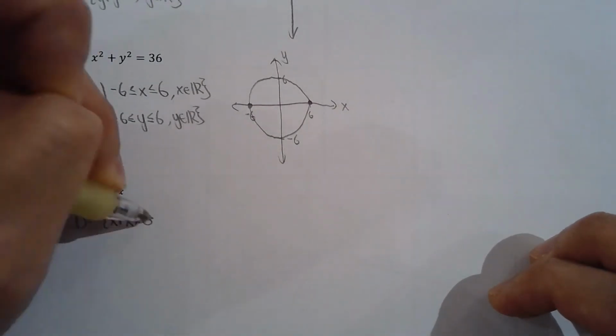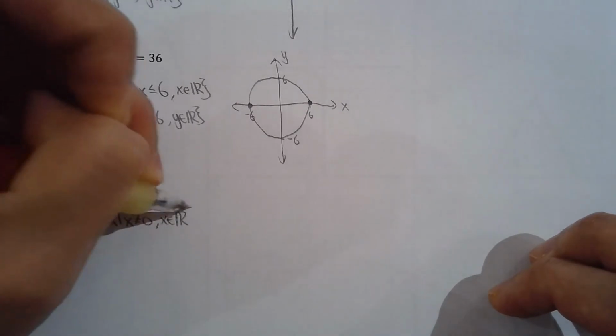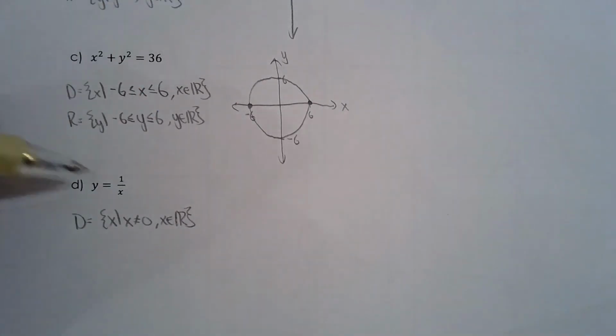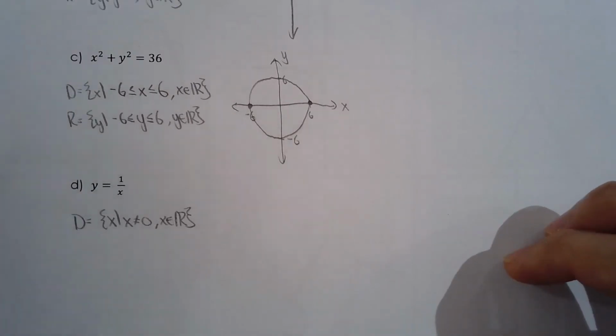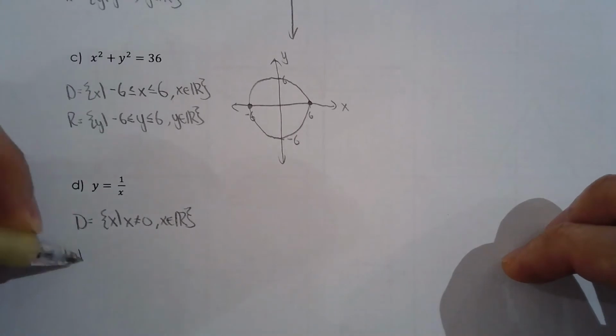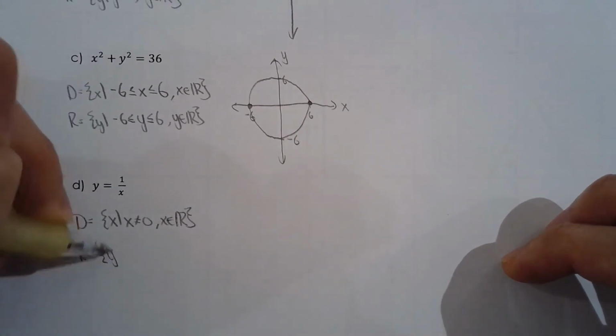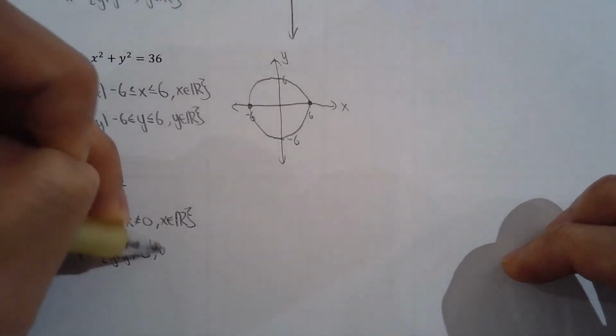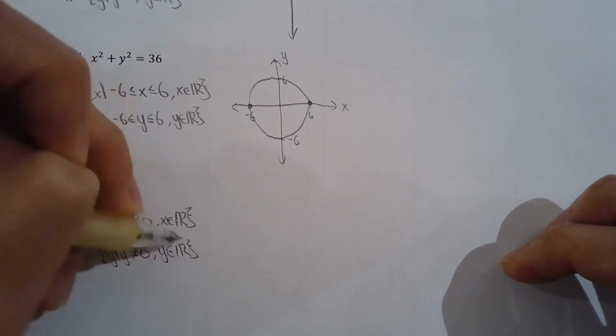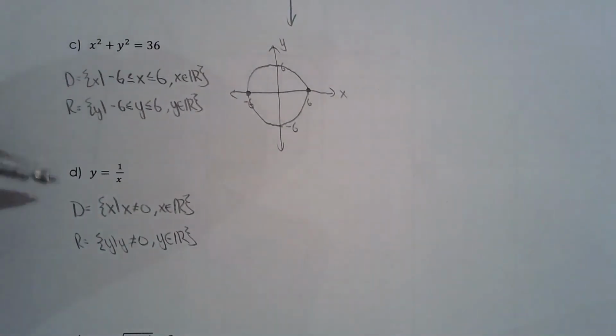Okay, now what about the range? If you study the equation enough, you'll see that the range cannot be 0. Okay, because 1 divided by any number can yield any number you want except for 0. So hopefully you can see that this question was a little harder because you basically have to find the domain and range just by studying the equation.